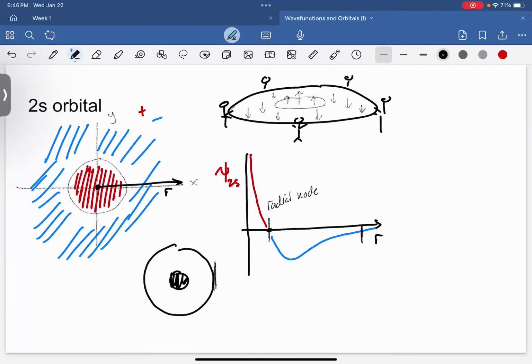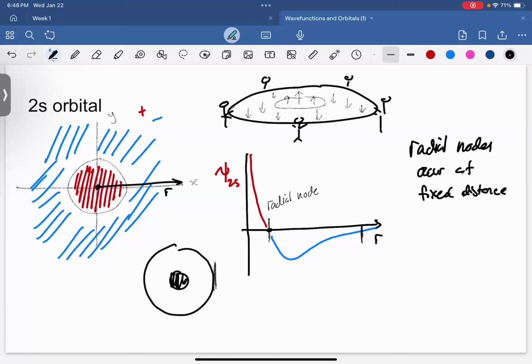So adding a radial node, radial nodes occur at fixed distance. And importantly, where r is not equal to 0, right? Here's my radial node. R is not equal to 0. Another way of adding a node is what's called an angular node.